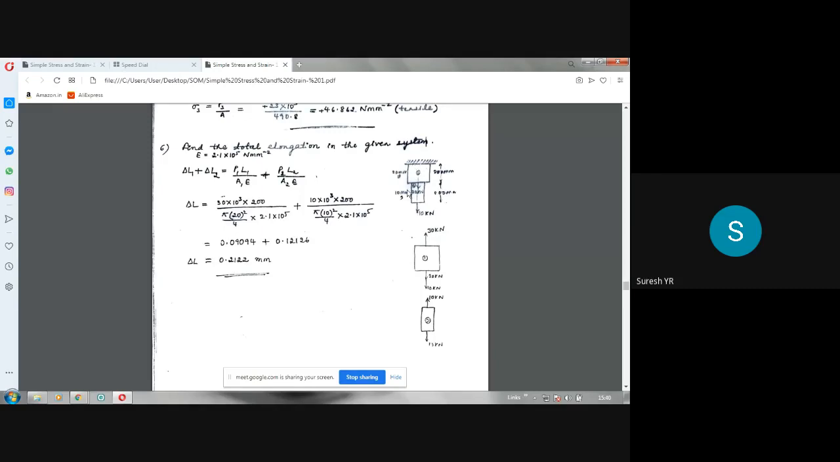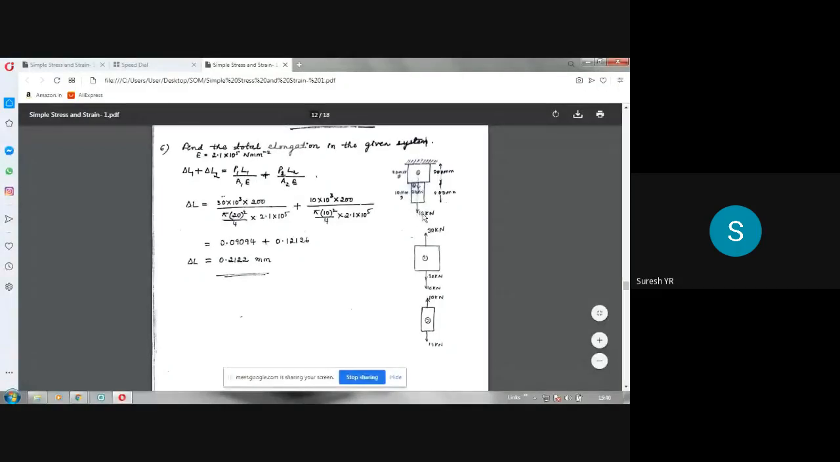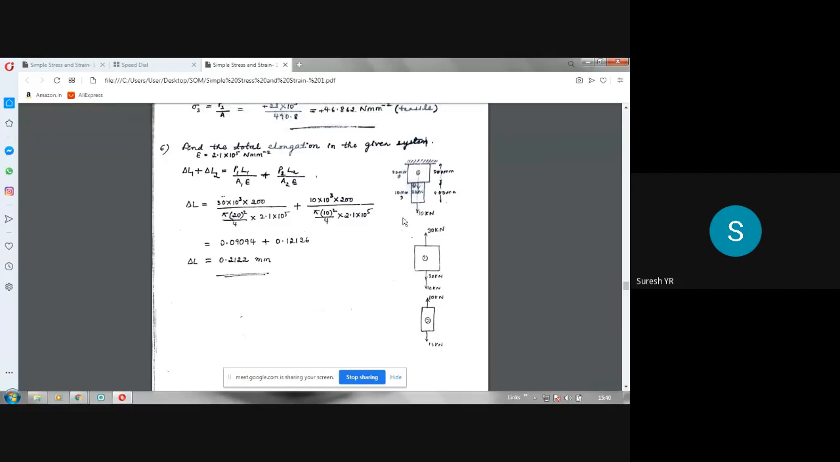In this there are two uniform bars connected here. The first one is 200 mm, and this is also 200 mm, so both are 200 mm in length. The diameter of the first bar is 20 mm, and the diameter of the second bar is 10 mm. There are two forces acting along the axis of the bar. 10 kilonewton is acting here, and 20 kilonewton is acting here. Both are acting downwards. Now we have to find the total elongation of the system of bars.